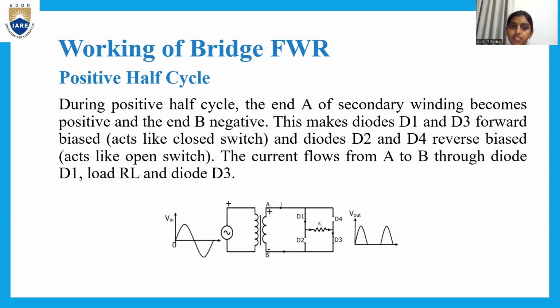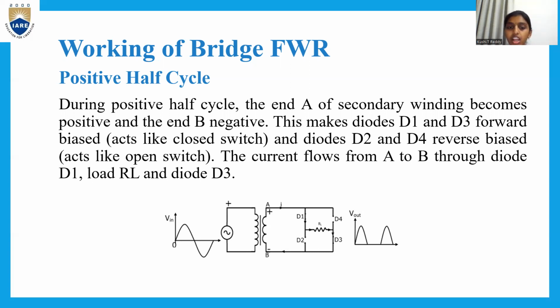During the positive half cycle, the end A of the secondary winding becomes positive and the end B becomes negative. This makes the diodes D1 and D3 forward biased, that is they act like a closed switch, and diodes D2 and D4 are reverse biased, so they act as an open switch. The current flows from A to B through diode D1, load RL, and diode D3.